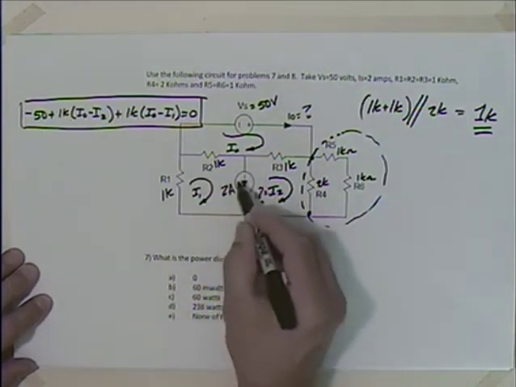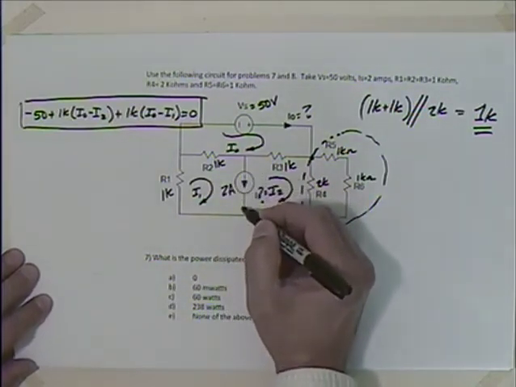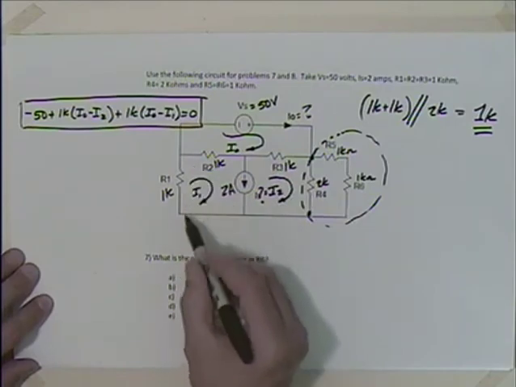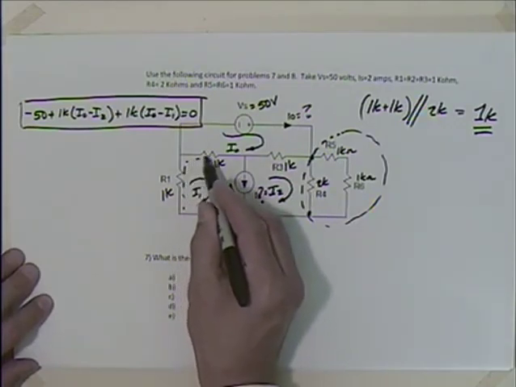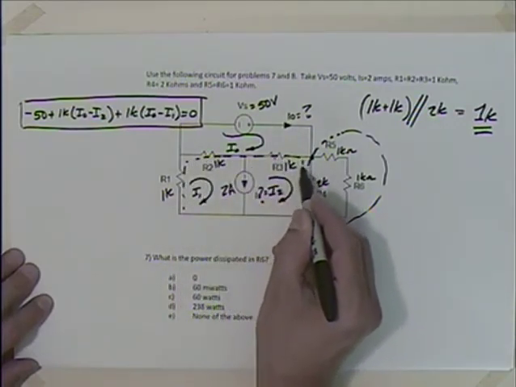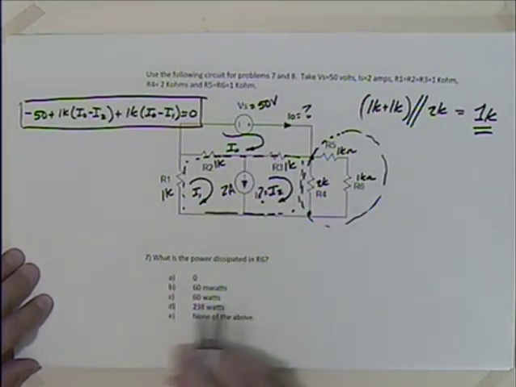Then I can't go through this current source because I don't know the voltage across that current source. So what I'm going to have to do is take a path around here. So let me do that.